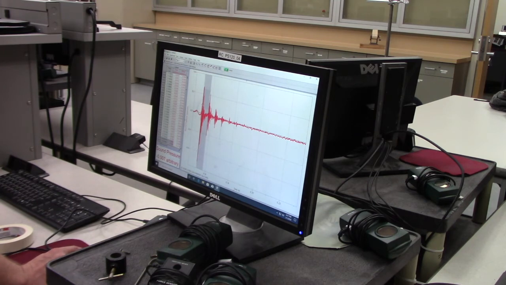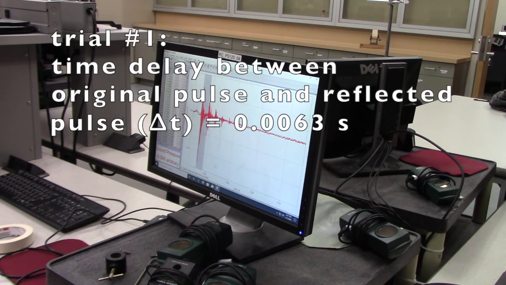So here, I'm going to start at the beginning of the first pulse and go to the next one. That's when the reflected wave goes back into the microphone. And the time we get is 0.0063 seconds.